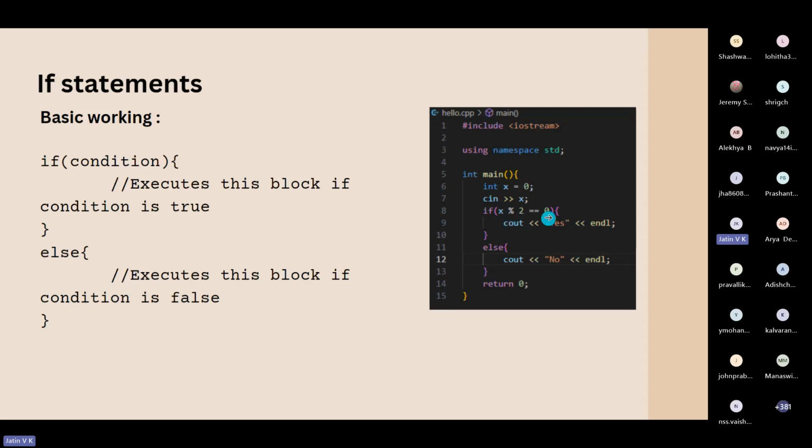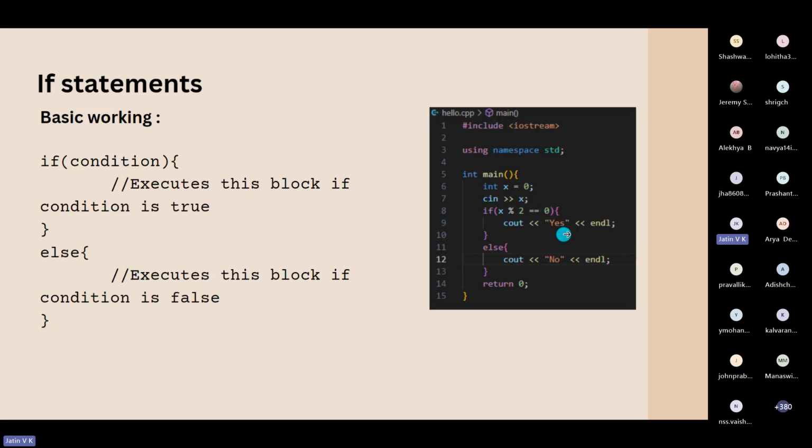This operator is called a modulus operator. It returns the value of the remainder after the first number is divided by the second number. So this is a basic program to check if the number inputted by the user is even or odd. So if the remainder of x when divided by 2 is 0, then output yes. It finds out if it is even or not. If you divide by 2, it should return a remainder 0, right?